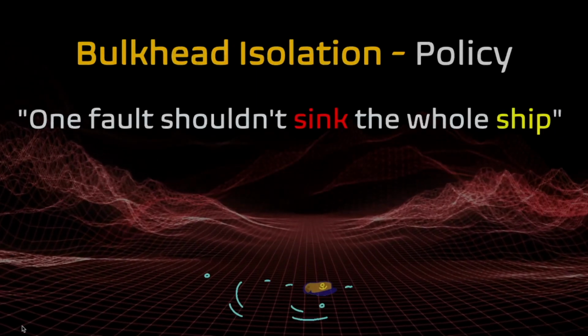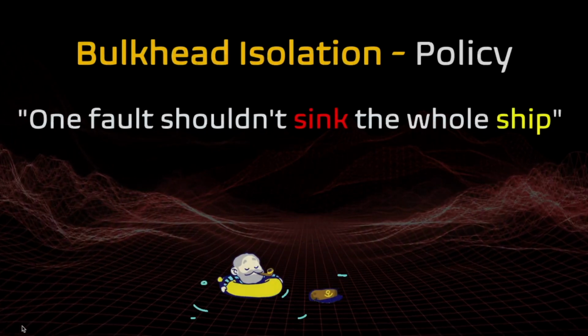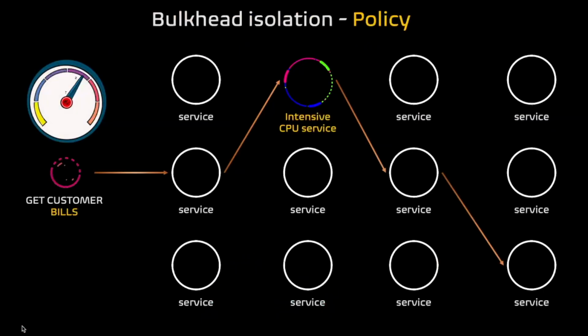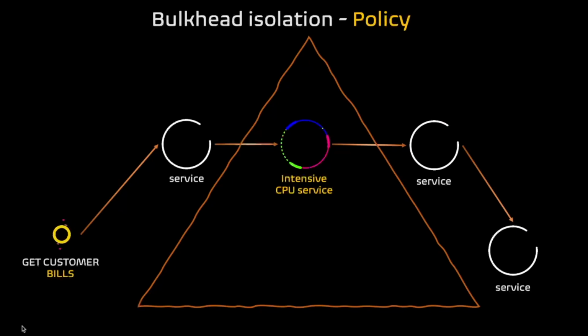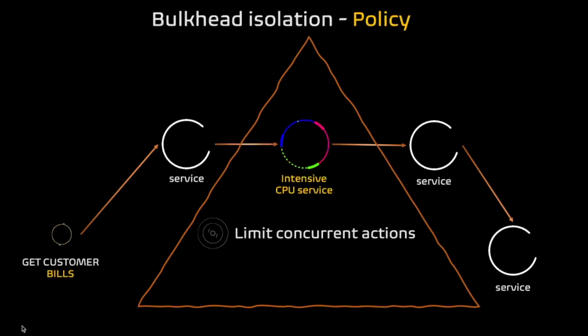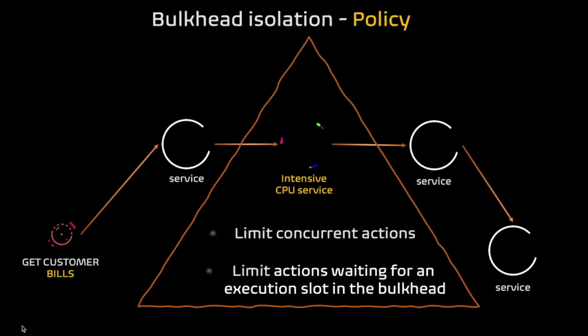The last policy is bulkhead isolation. One fault shouldn't sink the whole ship. So if we have a service that does very intensive CPU operations, we can isolate it and limit its actions so it doesn't bring down the host or cause cascading failures upstream. For example, we can isolate this service and limit its concurrent actions or limit actions waiting for an execution slot in the bulkhead. Let's see this in code.